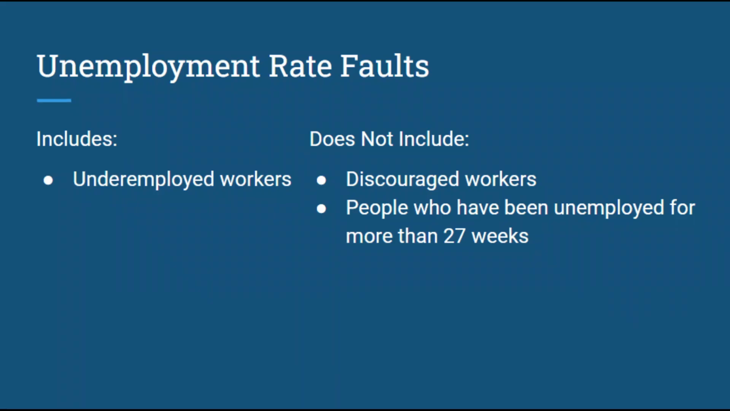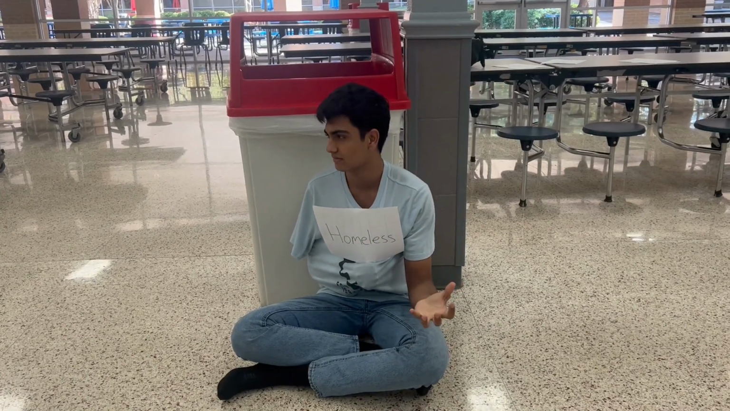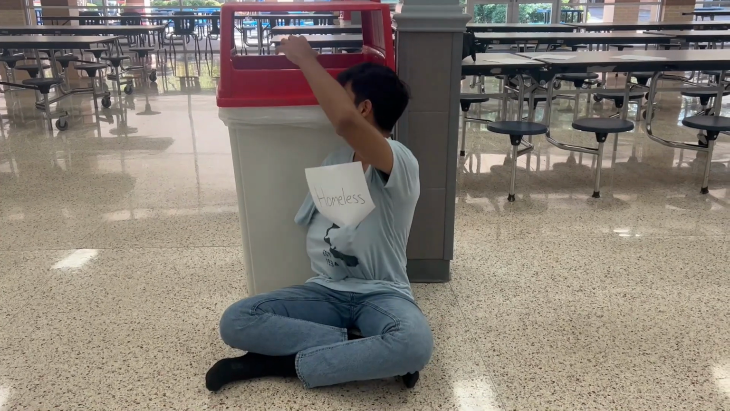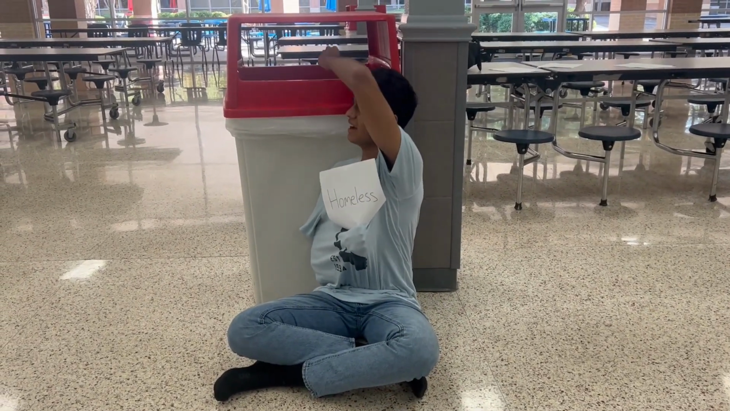The unemployment rate is not completely accurate because it tends to count underemployed workers while not counting discouraged workers or those who have been unemployed for more than 27 weeks. Unfortunately, this man has been unemployed for more than 27 weeks, so he is not counted in the unemployment rate.